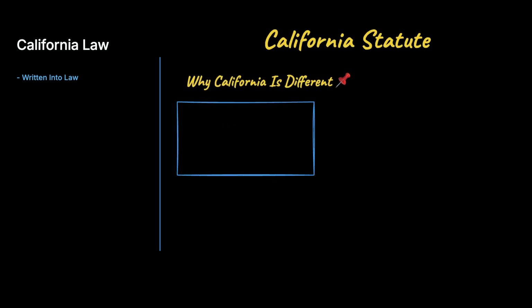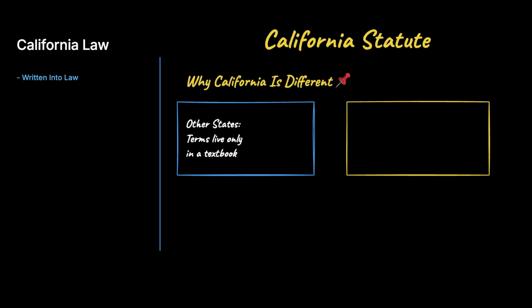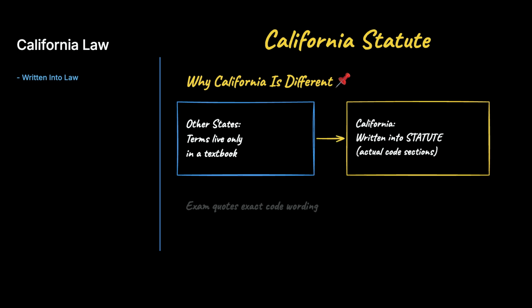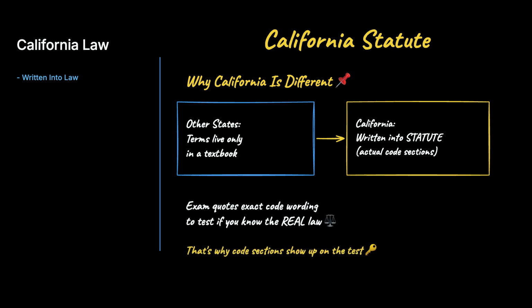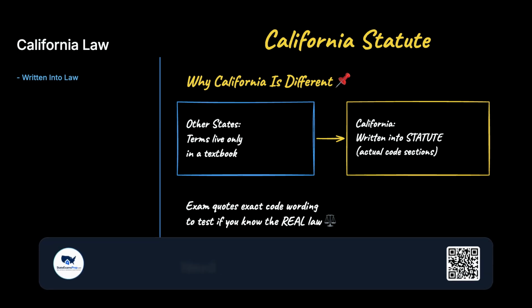Now we reach the part that makes California special, and honestly the part that surprises people. In many states, these terms live only in a textbook. In California, they are written directly into statute, which is why your exam quotes code sections. When the test hands you precise legal wording, it is checking whether you recognize the actual law.